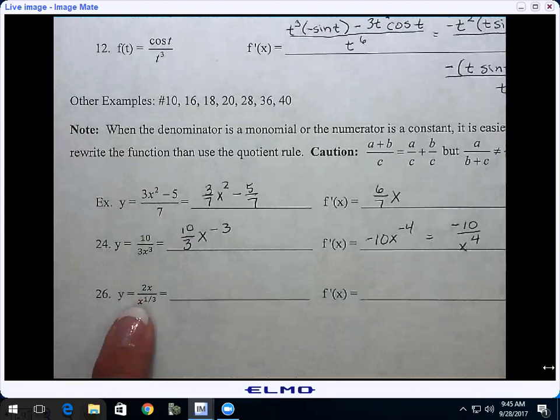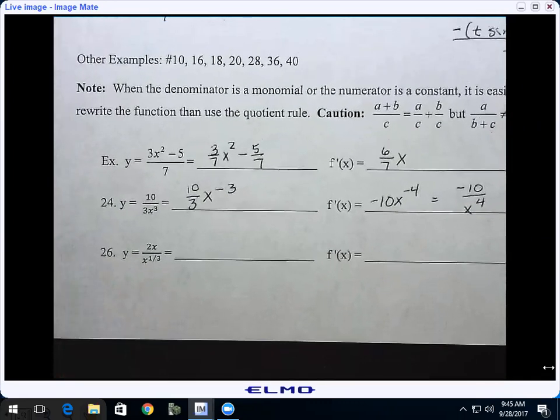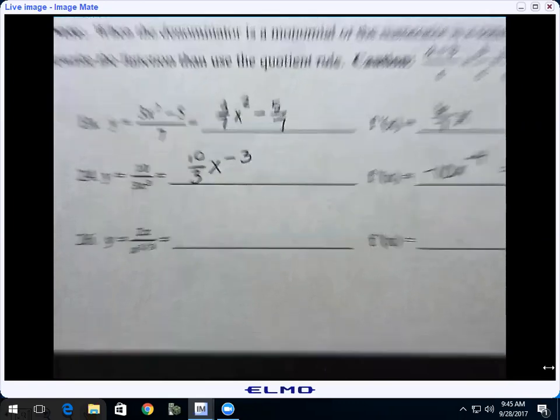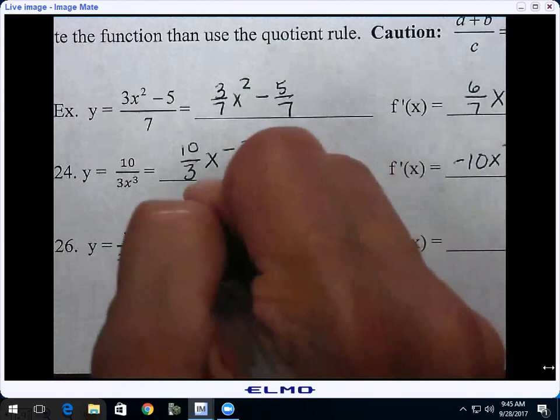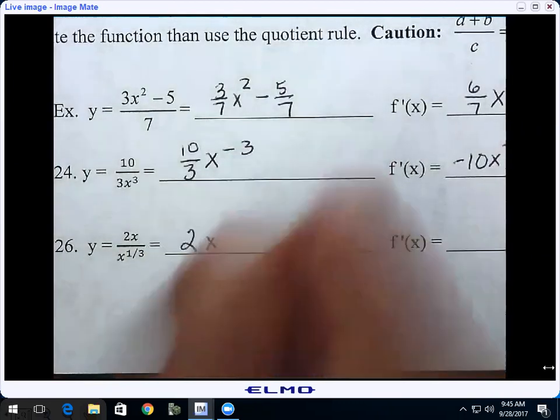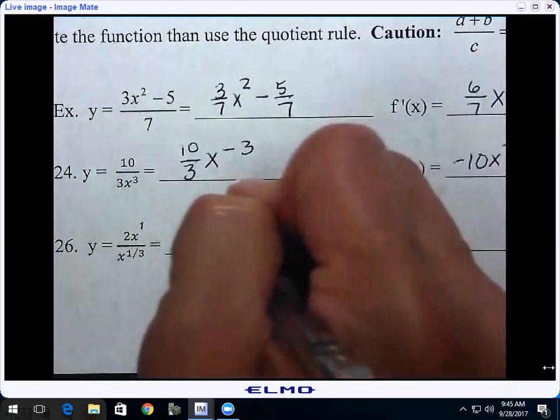So what about this one? I could use the quotient rule, but what would be easier? That's 2x to the what? 1 minus 1/3 is 2/3.